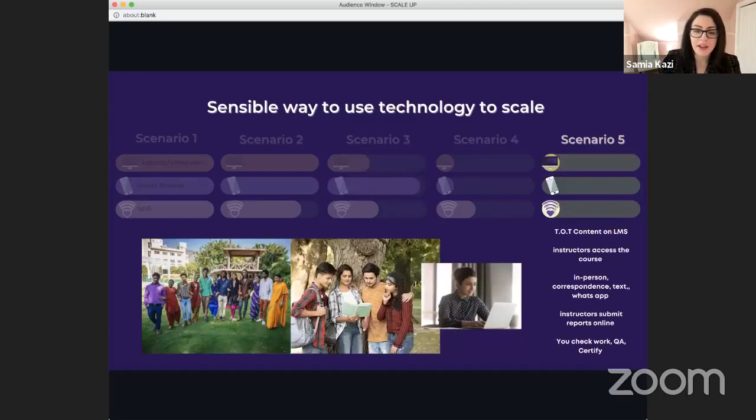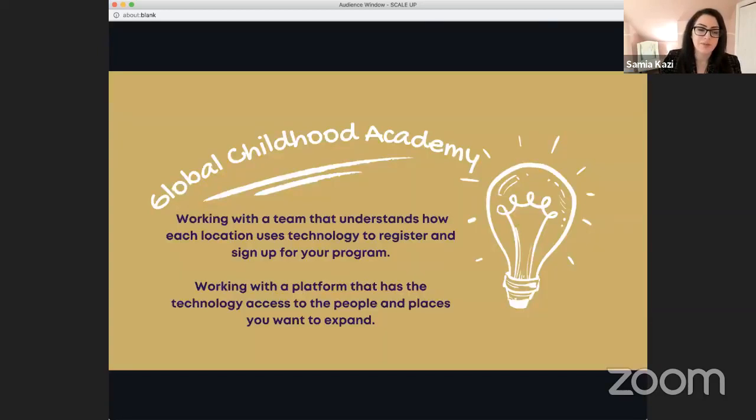Whereas in the last scenario, where the learners don't have access to any of these, then we switch gears to, instead of using the LMS for the learners, we set it up for the trainers, or the TOT model. So TOT content is placed on the platform. Instructors, assessors, coordinators have access to the course, and then they have the freedom to deliver it in correspondence, using text-based, using WhatsApp, whatever makes sense for them. And then they submit the reports online through the LMS, and you check the work, you quality assure, and you certify.